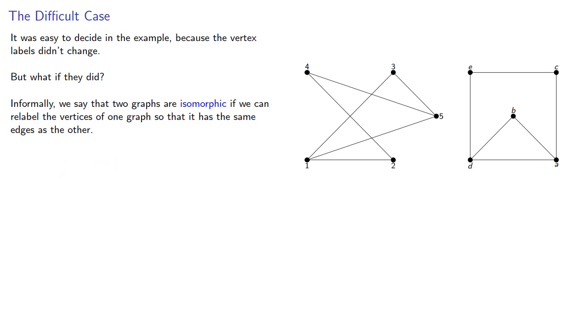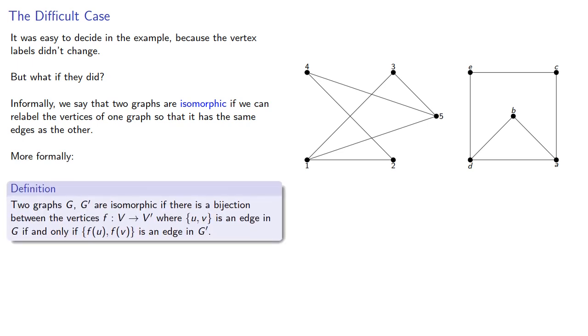If we want a more formal definition, two graphs are isomorphic if there's a bijection between the vertices, where UV is an edge in G if and only if the image is an edge in G prime. As with the formal definition of graphs, we won't get back to this for quite some time.